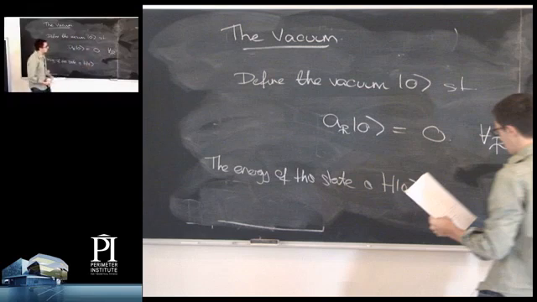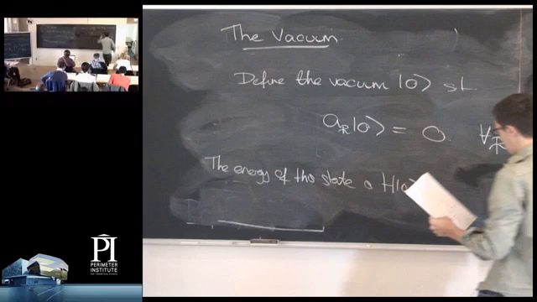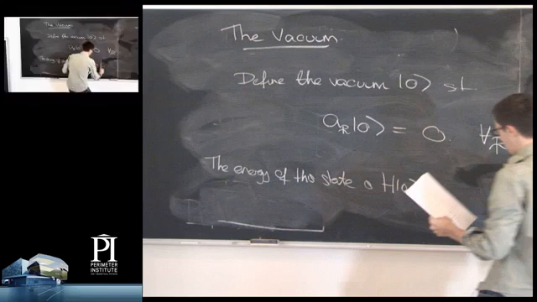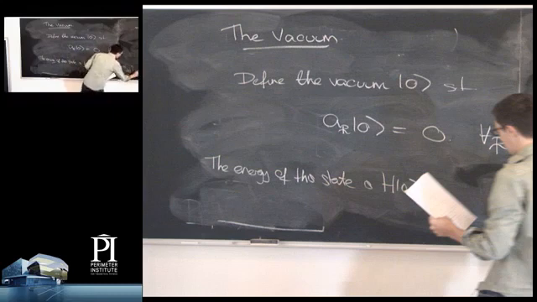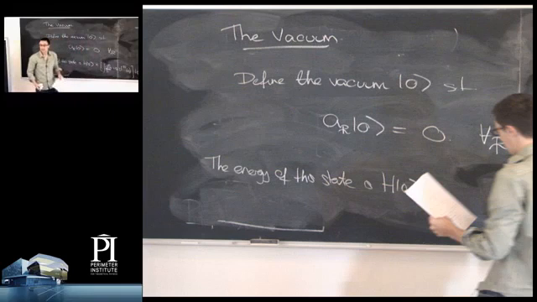So let's figure out the energy of this state. Well, we take the Hamiltonian and act on the vacuum with it. This term kills it, but this term is a big number. Yeah, good. So this is the state of the field, right? It's the ground state of the field.